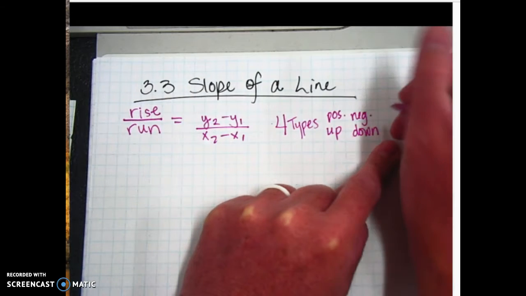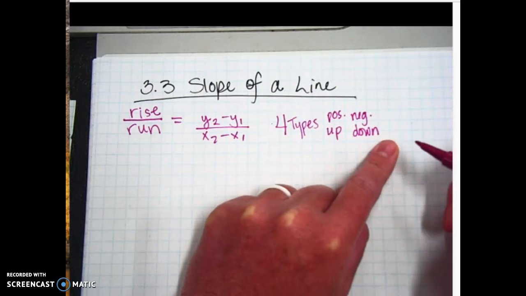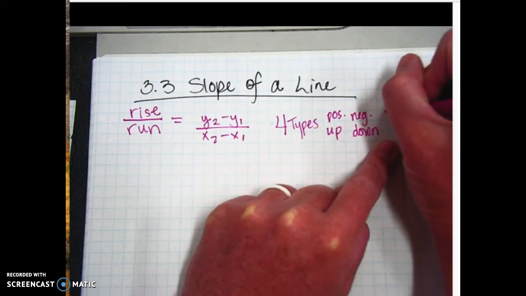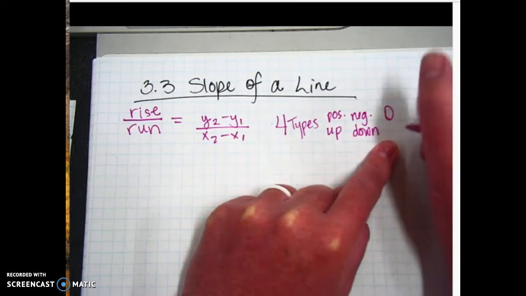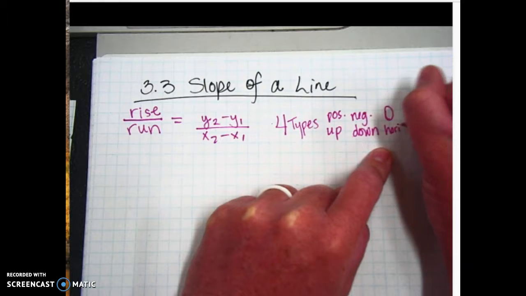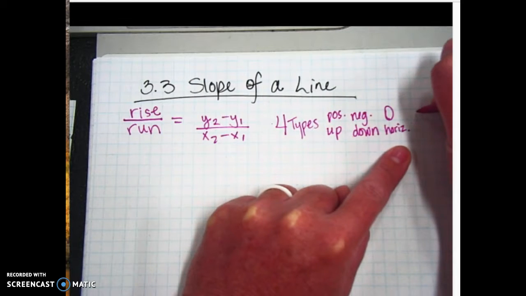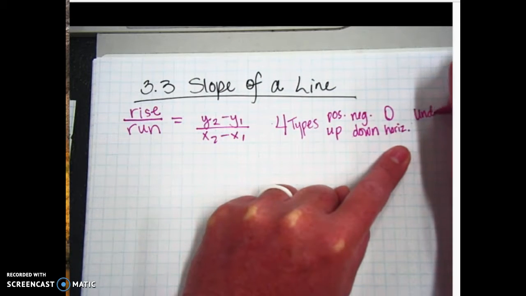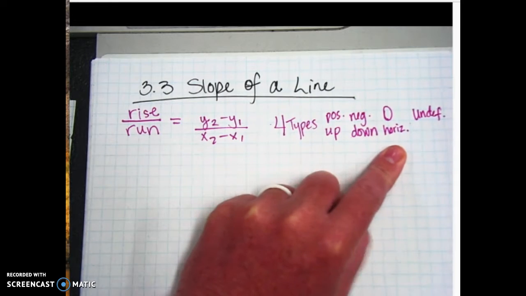And then there's the 2 special ones. So if your line doesn't go up or down, it's pretty flat, it's 0. That's a horizontal line. And then there's the really weird one that we call undefined. That one is vertical.